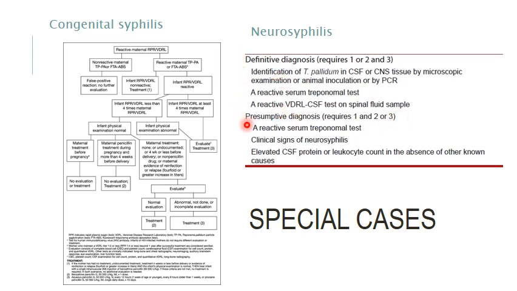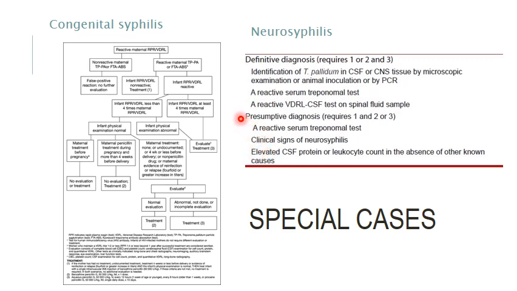Presumptive diagnosis: reactive serum treponemal test, so FTA-ABS, plus the clinical signs, and an elevated CSF protein or leukocyte count in the absence of other causes, meaning you've ruled out everything else for this change in the CSF. So I'm going to think that it's probably neurosyphilis. In these cases, 1 and 2, and then maybe 3 is there.